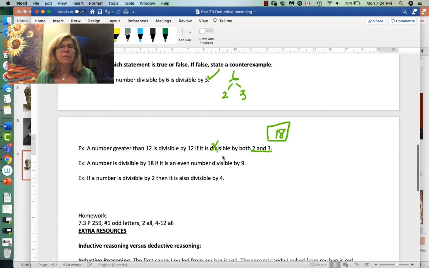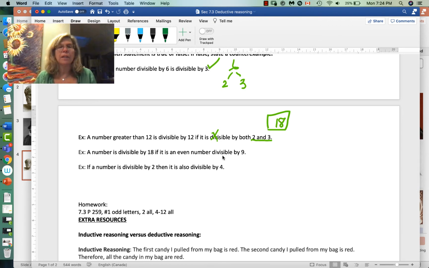So here's my counterexample of this one. A number is divisible by 18 if it is an even number divisible by 9. So 9, 18, let's just do a few here and make sure. 18, 9, 27. What comes after 27? 36. So it looks like this is going to be true because I can't see any numbers in the near future that would disprove this. So this one would be true.